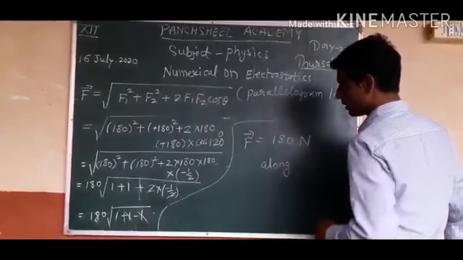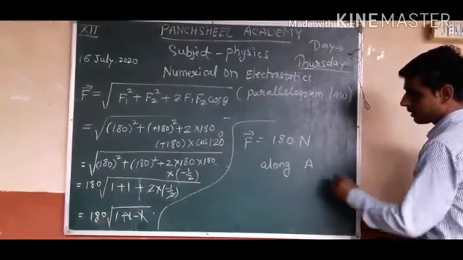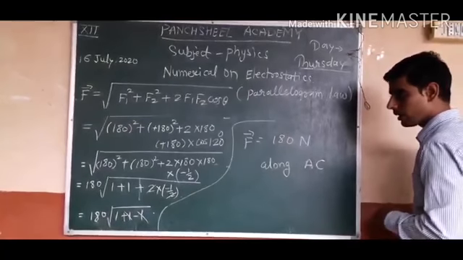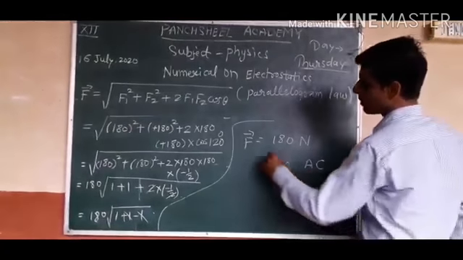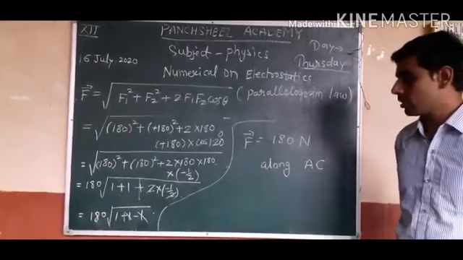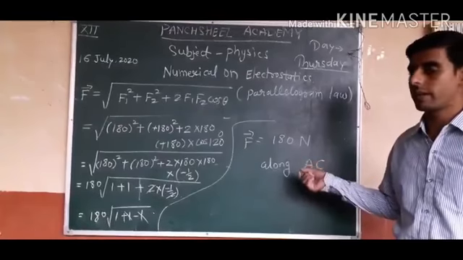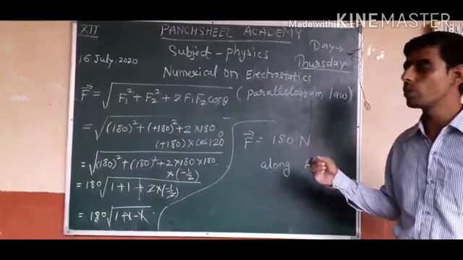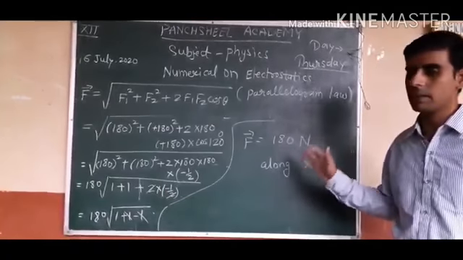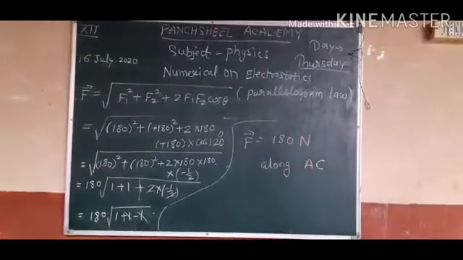Along AC, okay, or toward the right. So this is the resultant value of force on the charge which is placed at place A due to the other charges, that is plus 10 microcoulomb and minus 10 microcoulomb. So note it down.